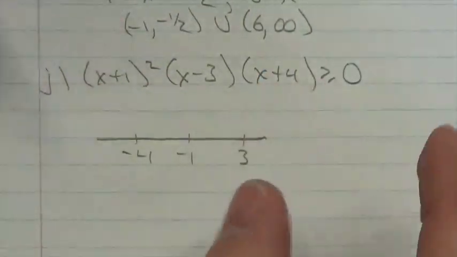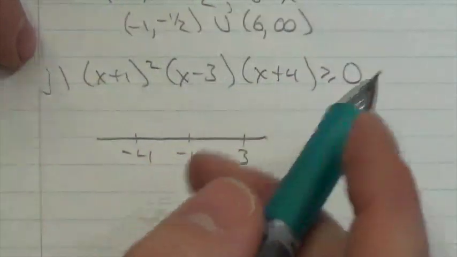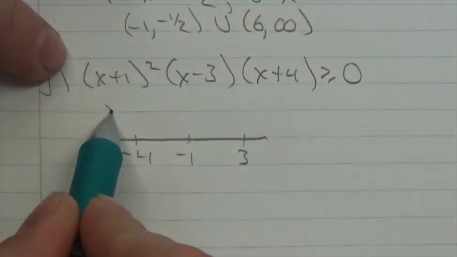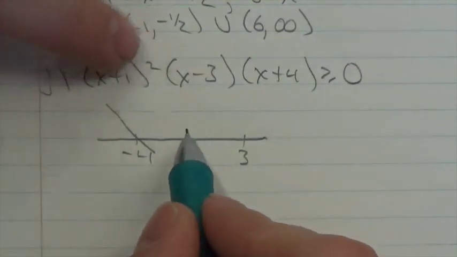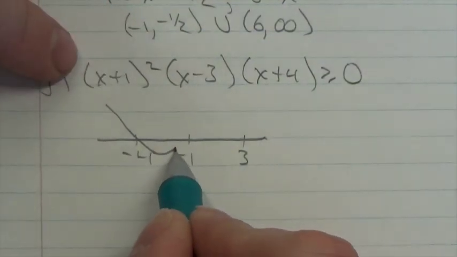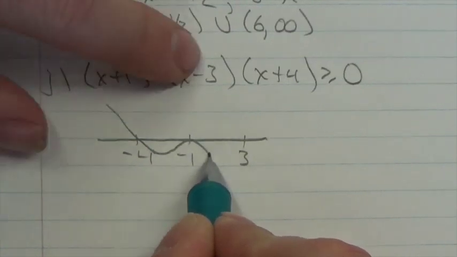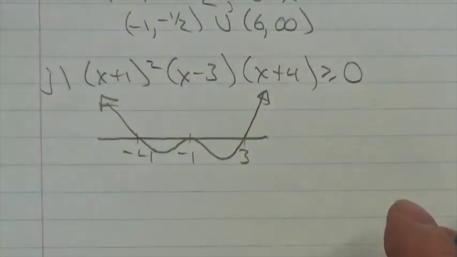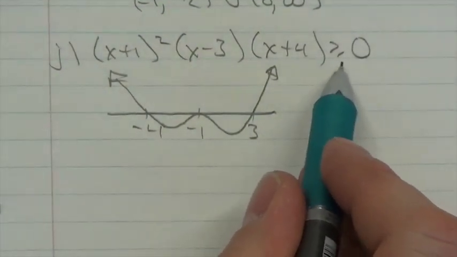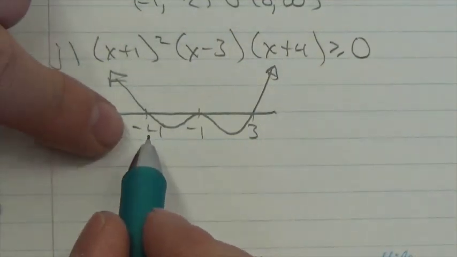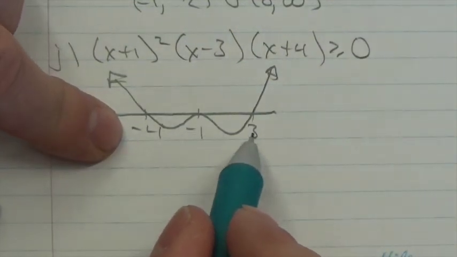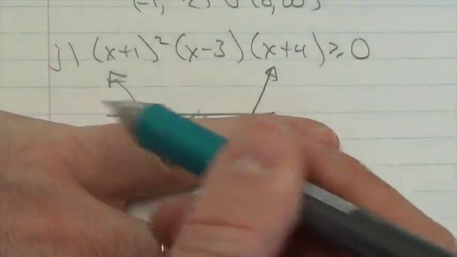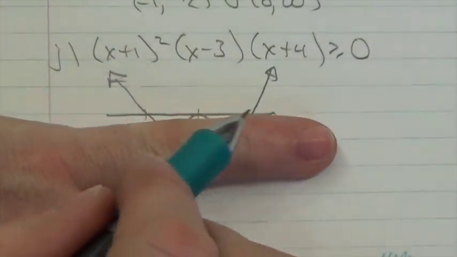The way it's set up here, it's a quartic that opens up, because it's got a positive leading coefficient. The multiplicity of the negative 4 is 1, so it's going to come down. The multiplicity of the negative 1 is 2, so it's going to bounce off. And then the multiplicity of the 3 is 1, so it's going to look like this. So where is this function greater than or equal to 0? Well, it's equal to 0 at negative 4, negative 1, and 3. It's greater than 0 to the left of negative 4 and to the right of 3.